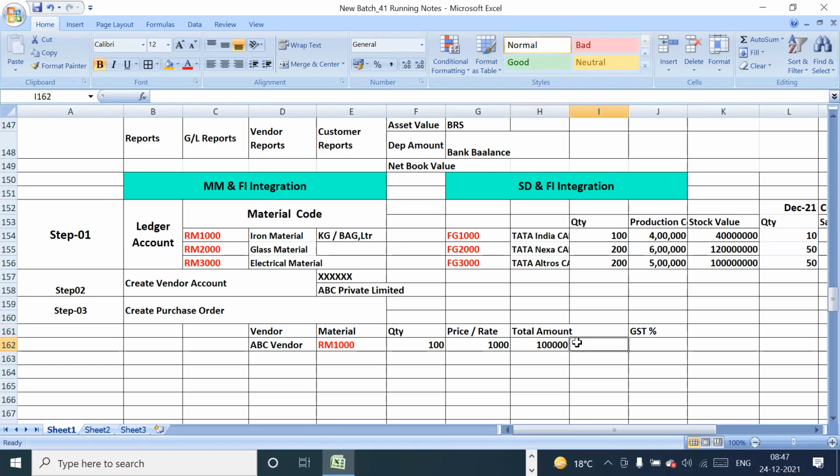Then what else do we need to specify in the order? Think. What else? Payment terms. Okay, and delivery date. What are the payment terms? We have an agreement with this vendor. For this vendor, I have 30 days payment terms.